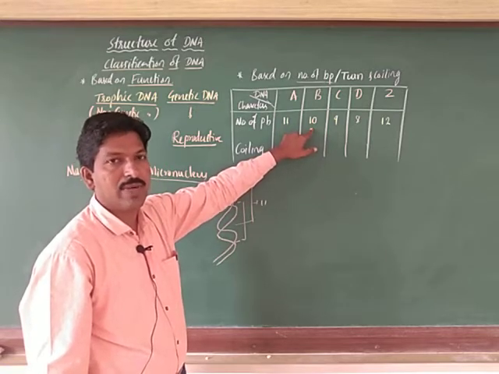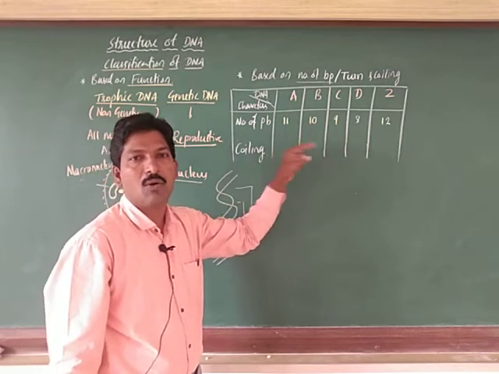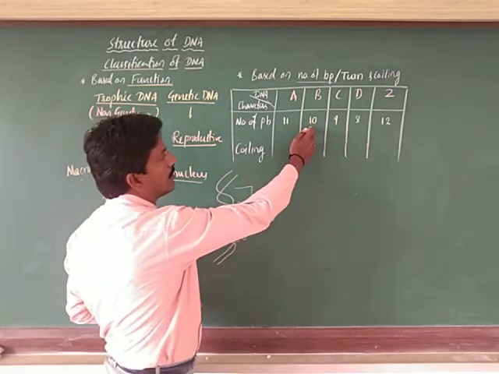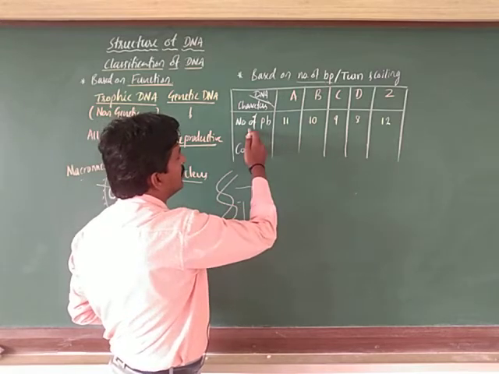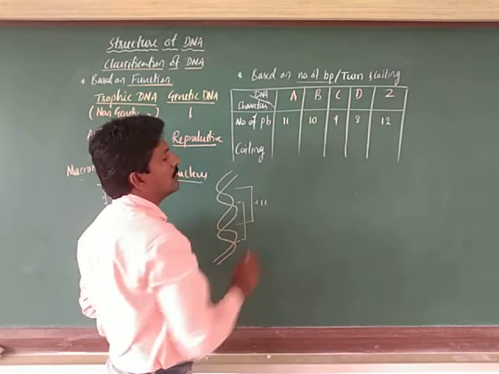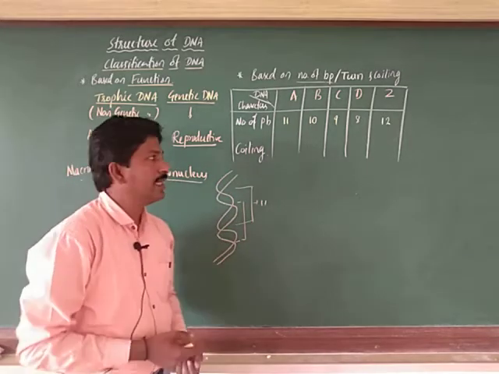That is why we call it the Watson and Crick model of DNA, which is quite natural and common in almost all organisms. That has 10 base pairs. 10 base pairs are present in one turn, and the coiling type is also important here. Which type of coiling is there?